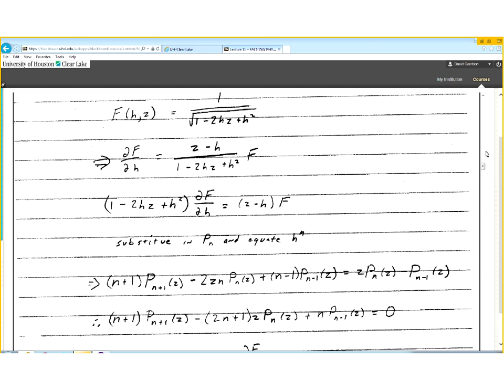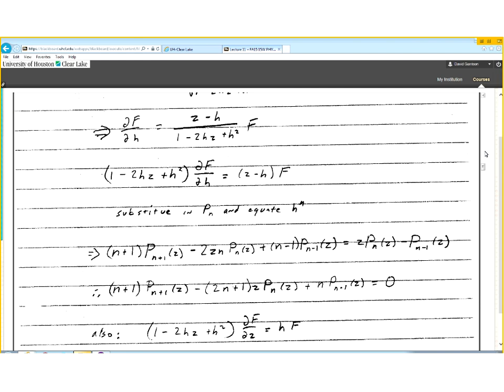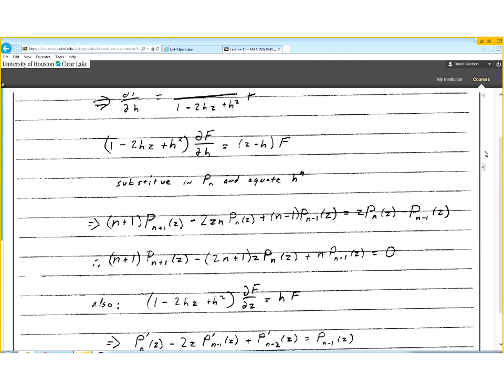So this generating function is useful because if you take the derivative of the generating function with respect to h, multiply it by some stuff involving h and z, you get back the original generating function multiplied by some function of z and h. So if it works for the generating function, that has to say something about the polynomial. If you substitute in the polynomial and equate like values of h to the n, what you get is this thing, which is going to relate different n values of your Legendre polynomial to each other.